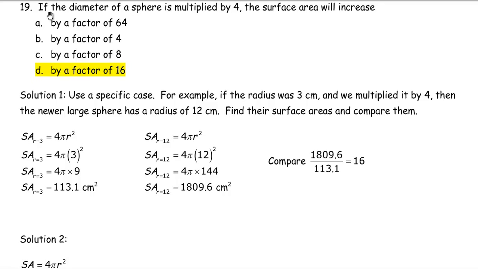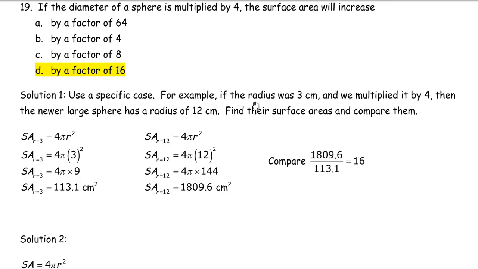Question number 19. If the diameter of a sphere is multiplied by 4, the surface area will increase, and we're supposed to say by what factor here. So I've got two different solutions here. The first one, you could use a specific case.